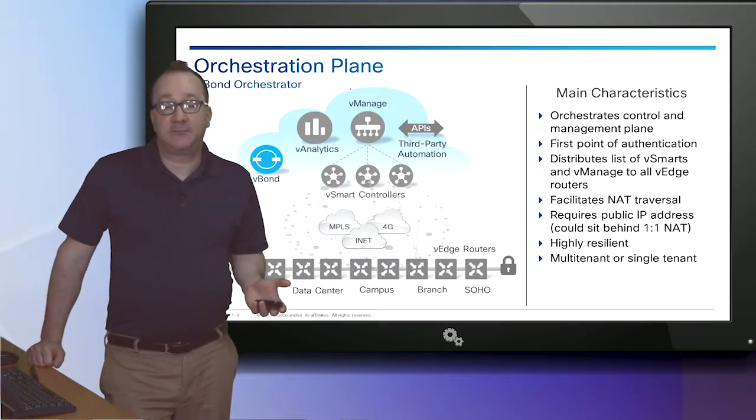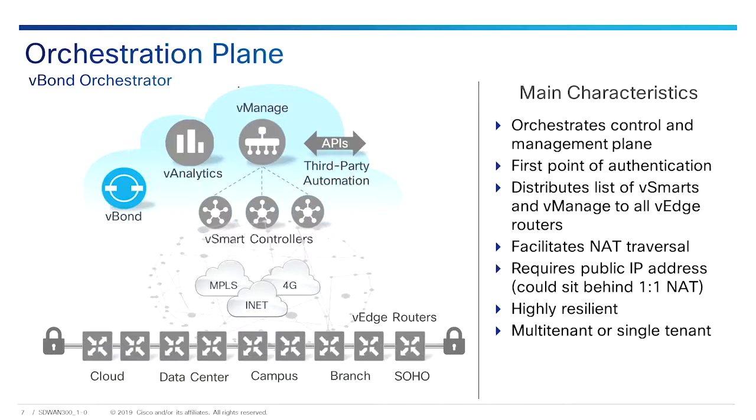When a vEdge device comes up, it joins the network via vBond. Each vEdge has a built-in hardware certificate that authenticates it to vBond, so when it comes up, it's already trusted. The Cisco vBond Orchestrator is a multi-tenant element of the Cisco SD-WAN fabric and is the first point of contact and performs initial authentication when devices are connecting to the organizational overlay.